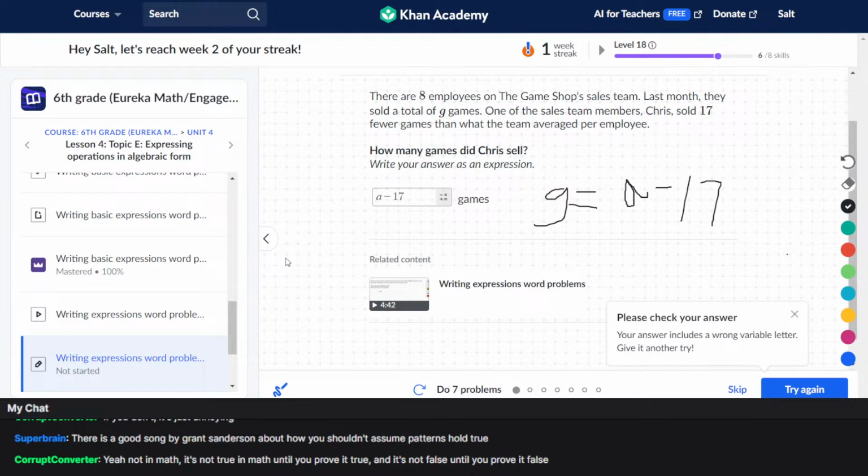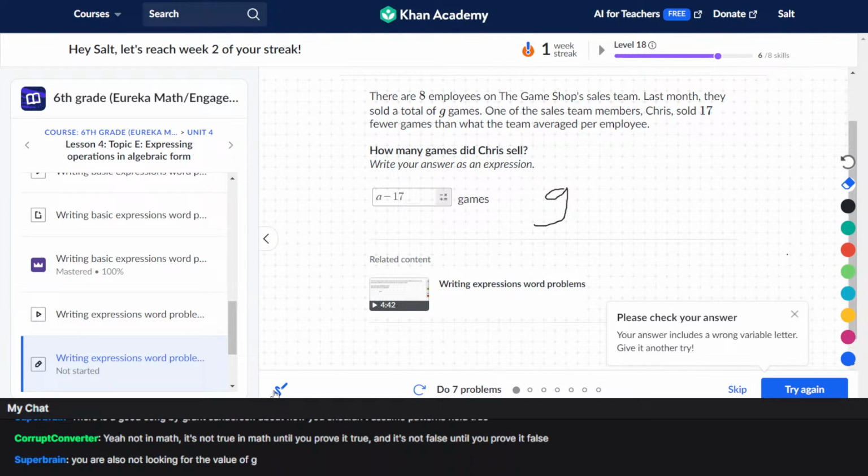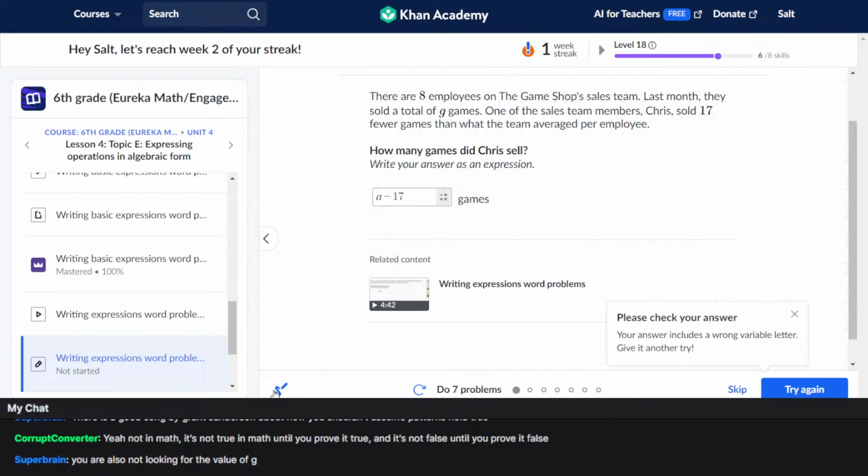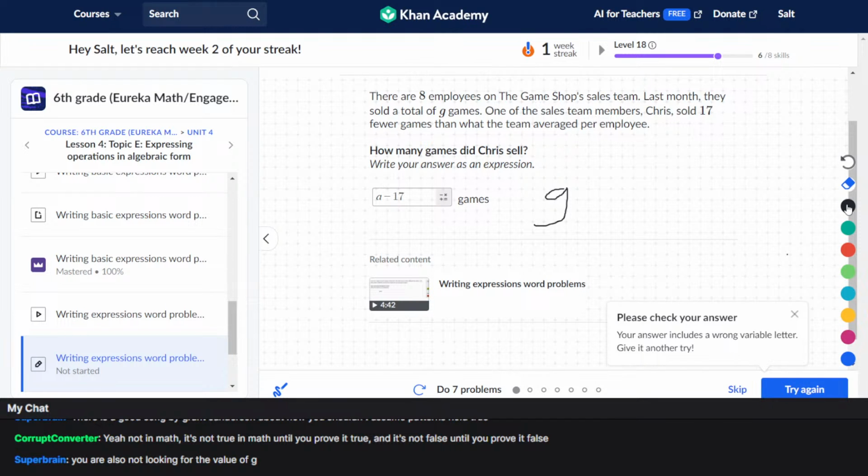Wait, sold a total G games. Oh wait, no, what I wrote doesn't make sense, does it? I should start over. Let's keep the G. That's not what it's saying. It's sold a total G games. Wait, if something is the average, then there's division, so there should be division somewhere. Superbrain says you are also not looking for the value of G. Oh, okay. That's good to know.